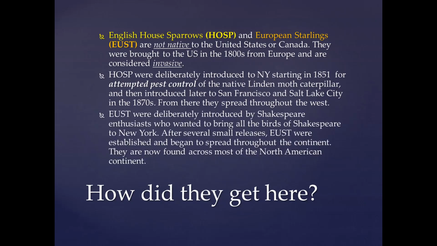And European starlings, or EUST, again, there's that abbreviation for you, were deliberately introduced by a Shakespeare enthusiast or enthusiasts who wanted to bring all the birds of Shakespeare to New York. The first release wasn't quite successful, but after several small releases, they were considered to be established, and then starlings began to spread throughout the continent. And they are now found across most of the North American continent, and you will see that in a map.